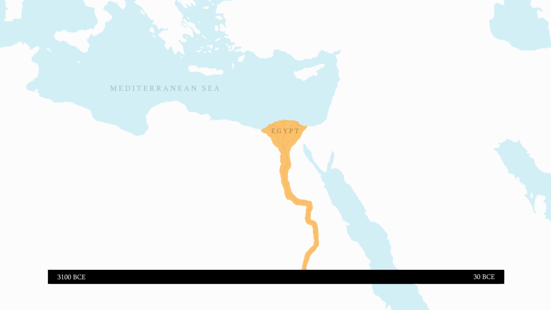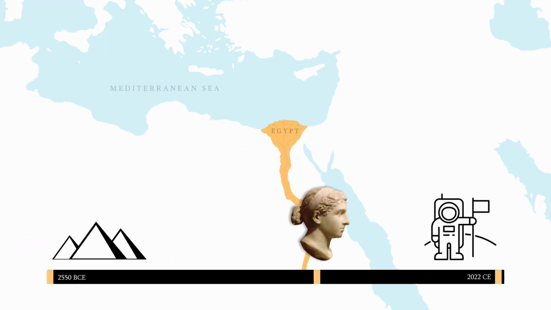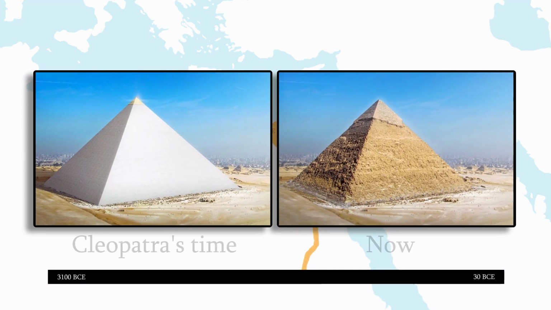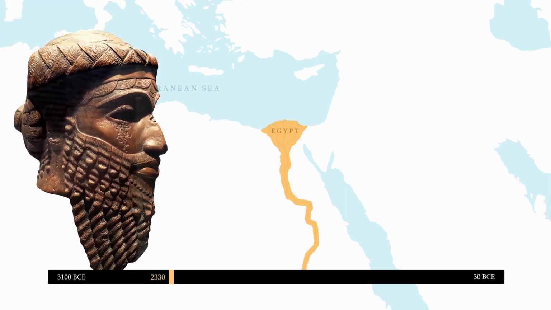What is truly remarkable is how long this civilization lasted and how long ago. To put things into perspective, Cleopatra lived closer to the moon landing than she did to the construction of the Great Pyramid. By her lifetime, this monument, still covered in white limestone and capped with a gold pyramidion, was over 2,500 years old.